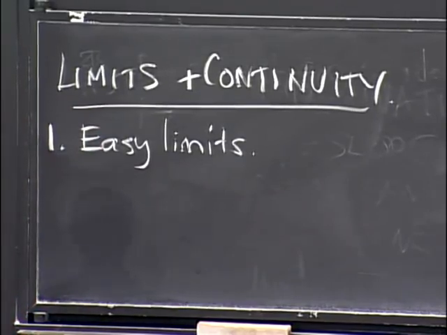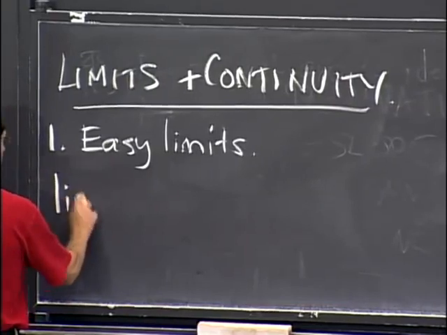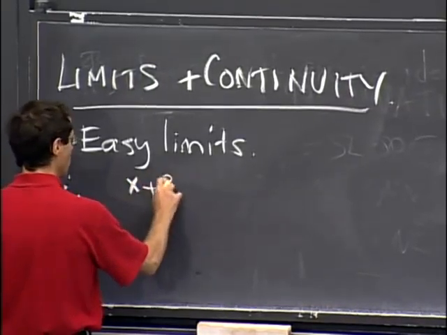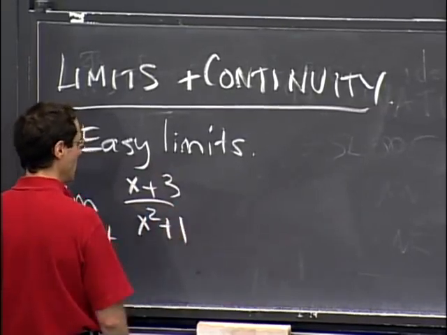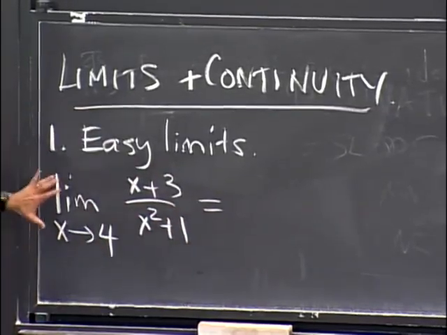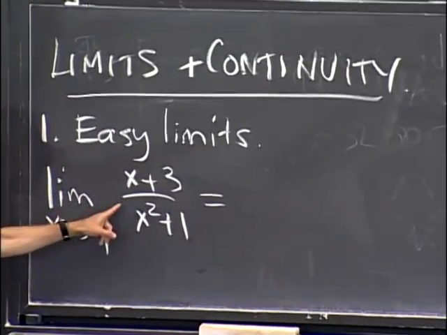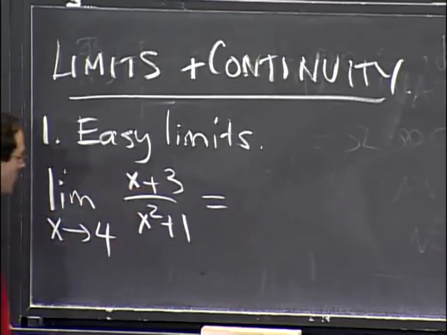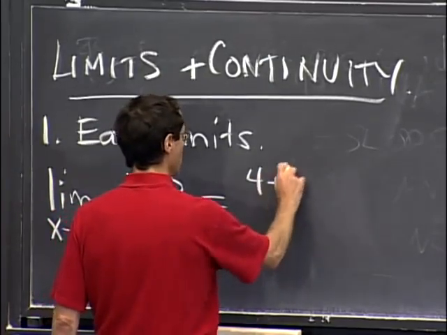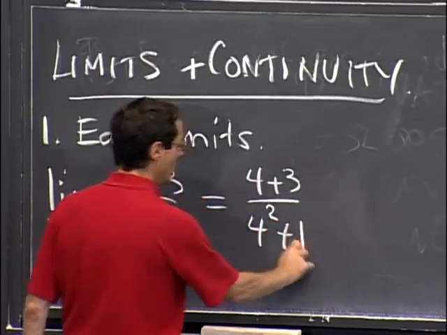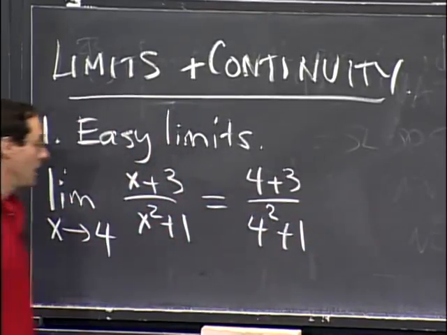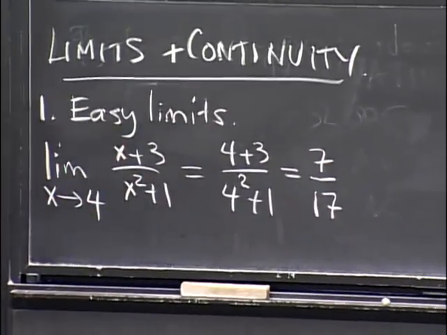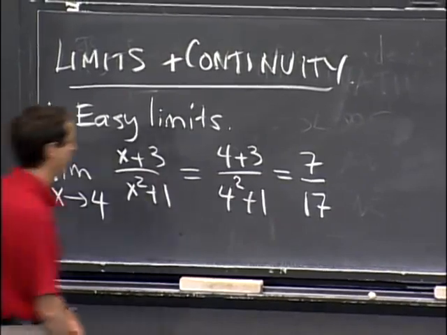So what's an easy limit? An easy limit is something like the limit as x goes to 4 of x plus 3 over x squared plus 1. And with this kind of limit, all I have to do to evaluate it is to plug in x equals 4. Because what I get here is 4 plus 3 divided by 4 squared plus 1. And that's just 7 divided by 17. And that's the end of it. So those are the easy limits.